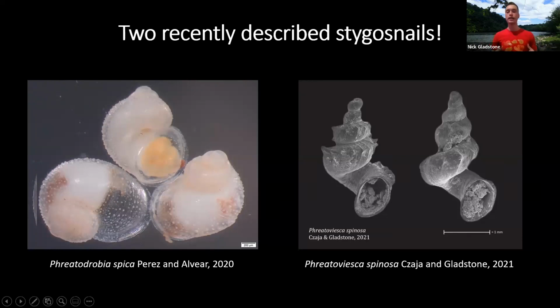And then with a friend of mine in northern Mexico, Alex Chaya, we recently described a new genus and species of, we presume it's extinct, just because these are all relic shells from dried up groundwater sites. But Phreatovischia spinosa, so these huge spines on the shells, I think it's fairly prehistoric looking, but just really, really interesting animals to me.